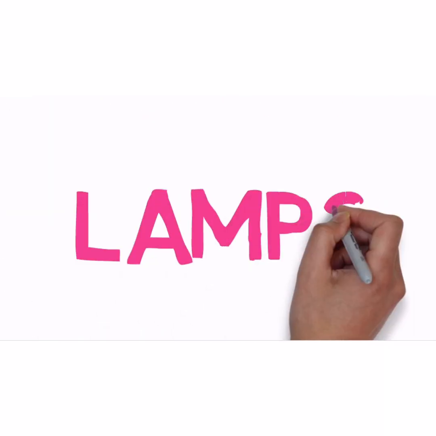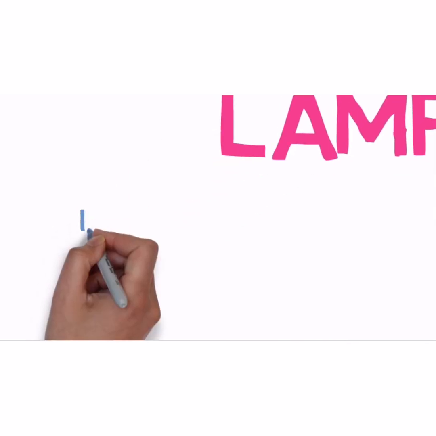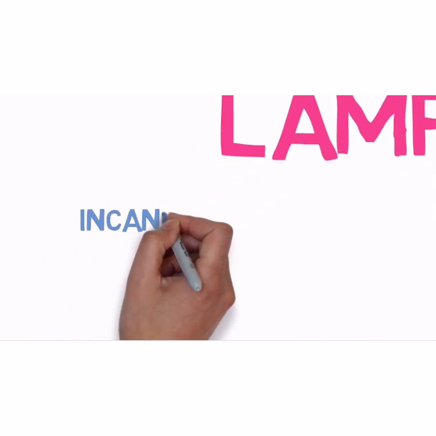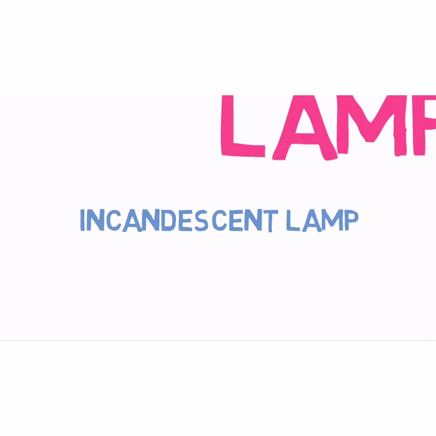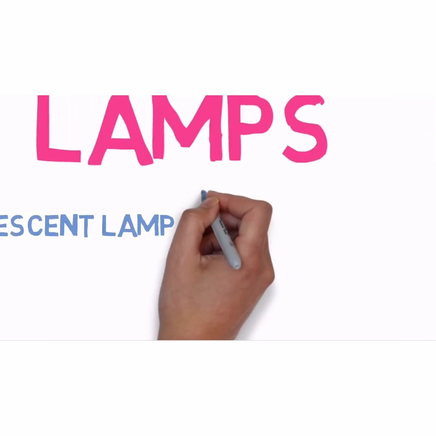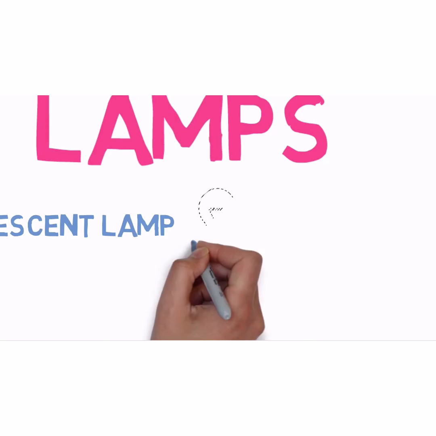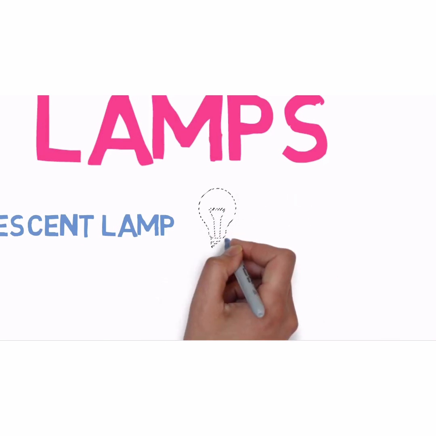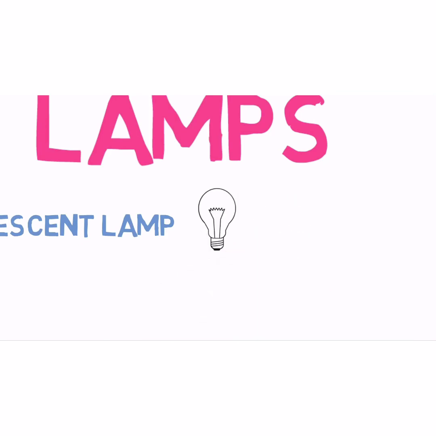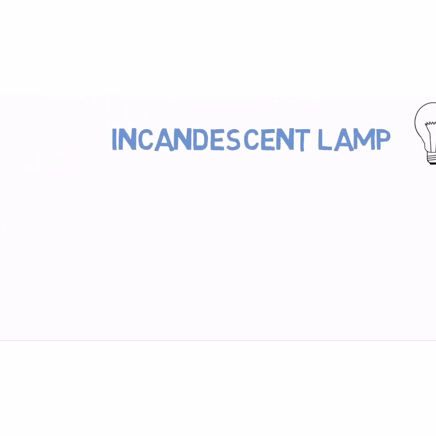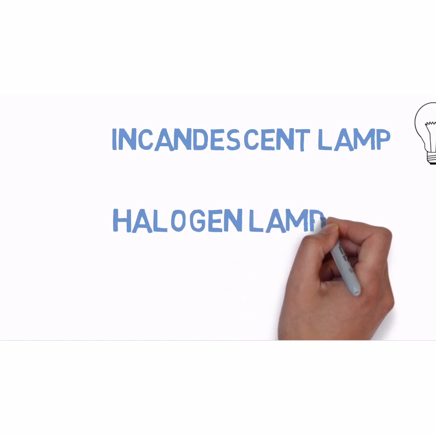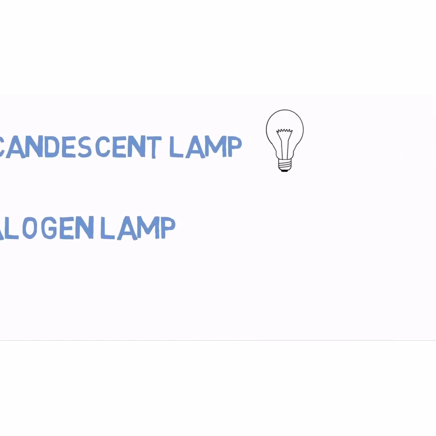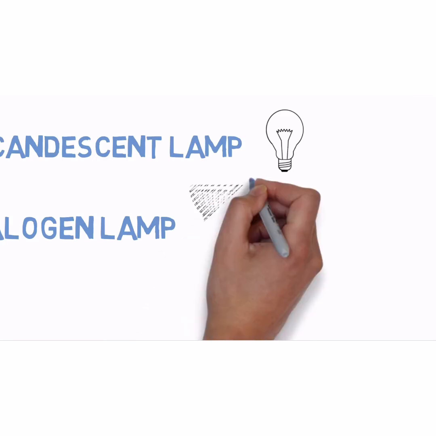Different types of lamps. Incandescent lamp: an electric current is passed through a thin metal filament, tungsten, heating the filament until it glows and produces light. Halogen lamp: it has a filament similar to the incandescent lamp. However, these lamps are much smaller and contain a halogen gas in the bulb.